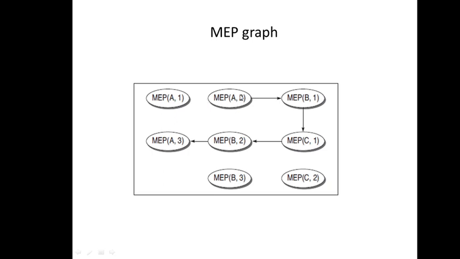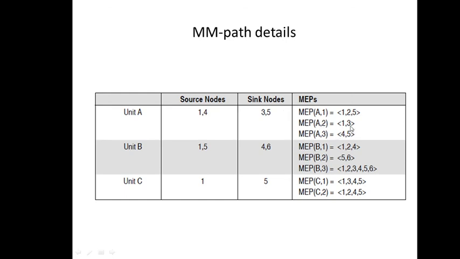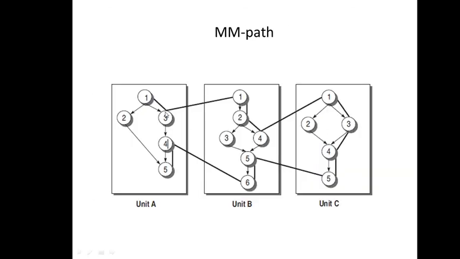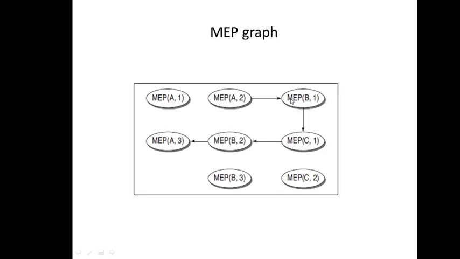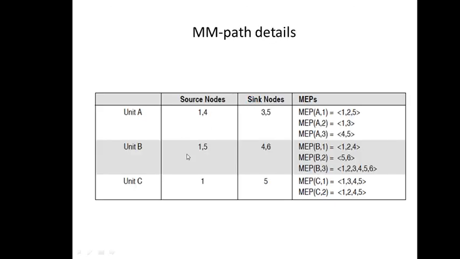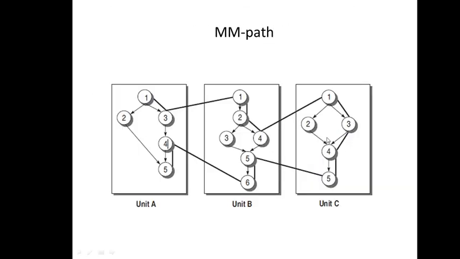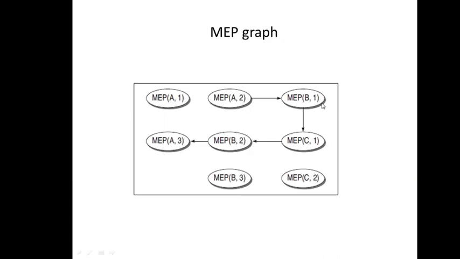While if I consider MEP A2, so what was A2? 1 and 3. Yes, it is calling this path, right? So we will make an edge here. Similarly, it is calling which path? MEP B1, that is 1, 2 and 4. This is calling 1, 2 and 4, right? So we have drawn here MEP B1.